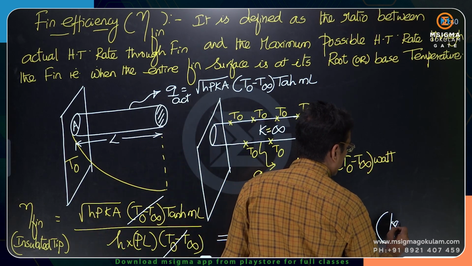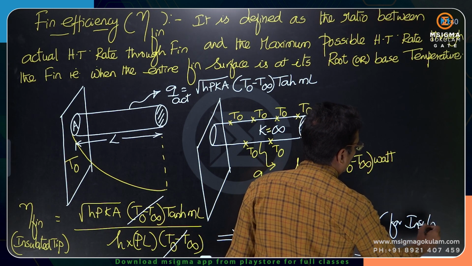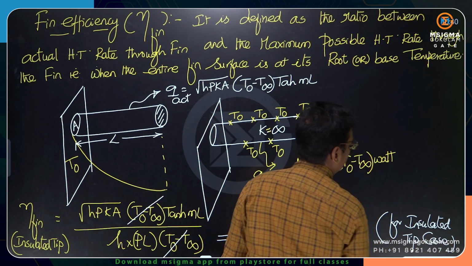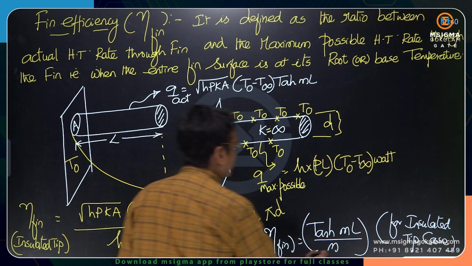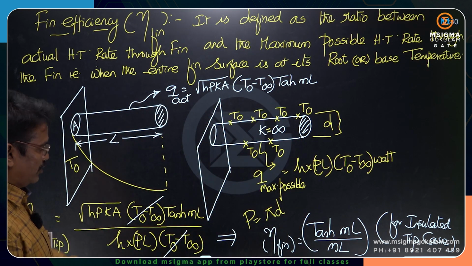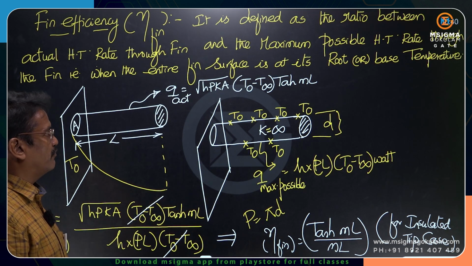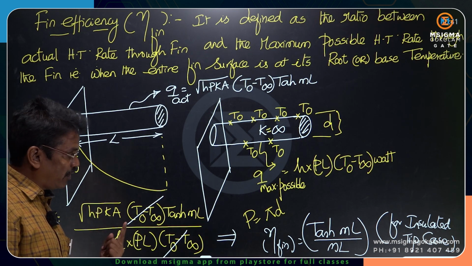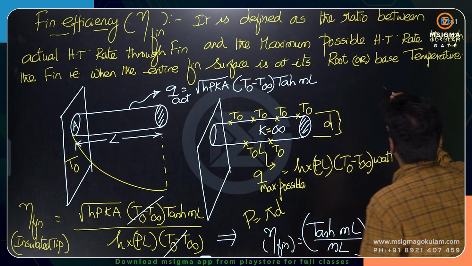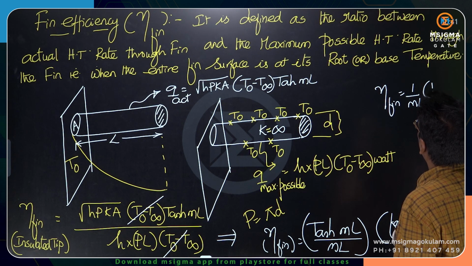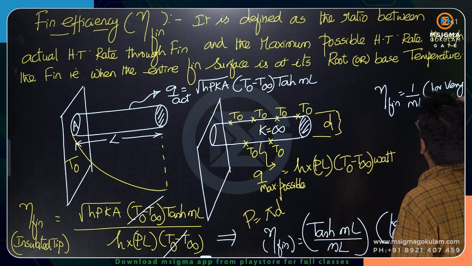Please remember this formula for the insulated tip case. This formula holds good for case 2: tanh(mL) by mL. This is the efficiency formula. Then you may ask, what is the fin efficiency formula for the infinitely long fin? The efficiency of the fin will be 1 upon mL for a very long fin, case 1.